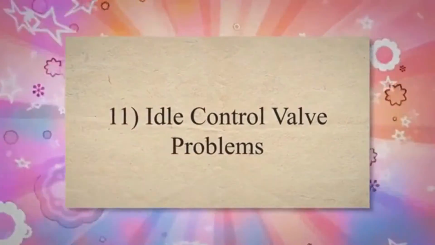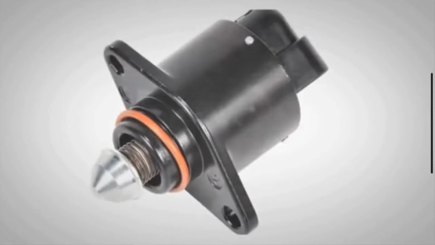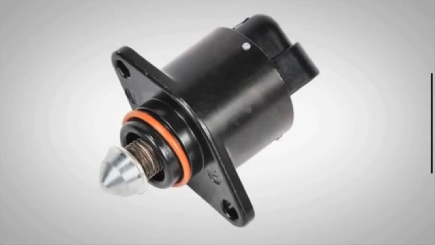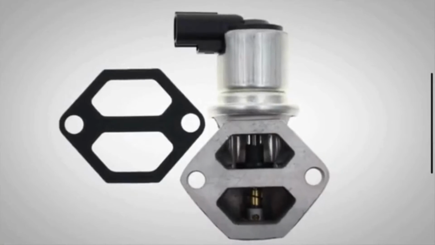11. Idle control valve problems. The idle control valve maintains the engine idle speed. If it malfunctions, it may not respond correctly during acceleration, leading to a hesitation or delay in throttle response.